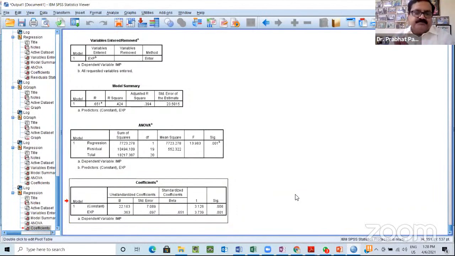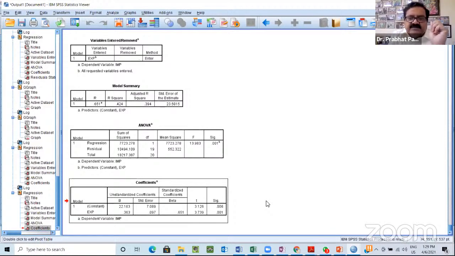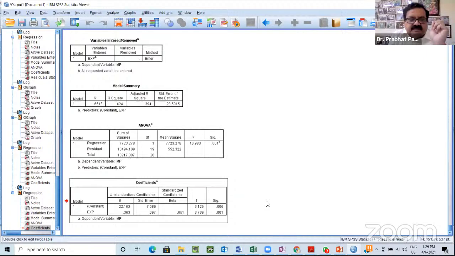So when you have the original data set, without any conversion, your interpretation is absolute. But when you convert that into log on both sides, your interpretation becomes relative. Relative interpretation means you start interpreting in terms of percentage instead of the absolute number. Say, for example, here, if it is 0.363, the interpretation would be that if the expenditure is increased by 1, the impression is going to increase by 0.363, right? If the expenditure is increased by 10, the impression is going to increase by 3.63. If the expenditure is increased by 100, then the impression is going to increase by 36.3. So that's the interpretation.